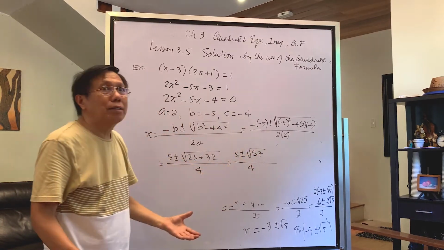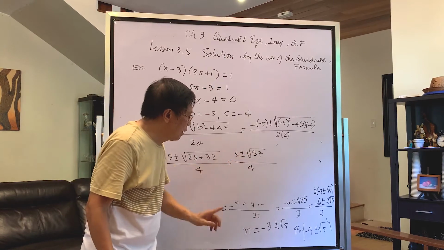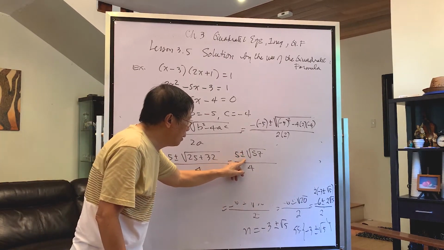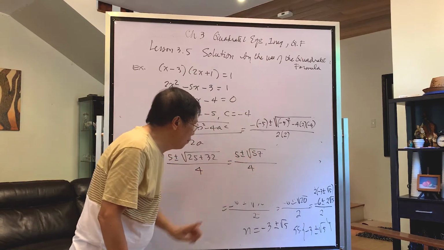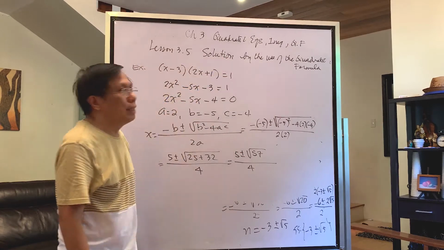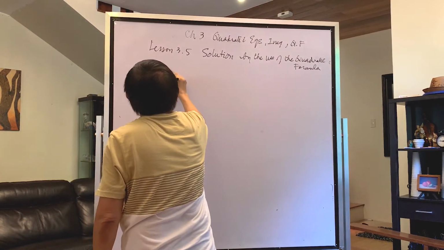57, what are the factors of 57? Is one of them a perfect square? I don't think so. So we have our answer as 5 plus or minus square root of 57 all over 4. These are the roots of the given quadratic equation. Let's have the last example.